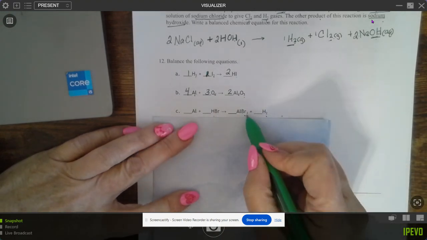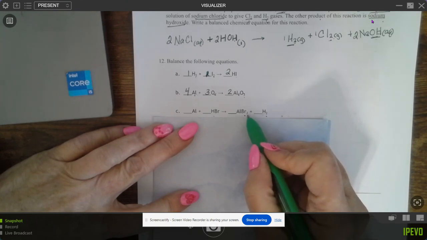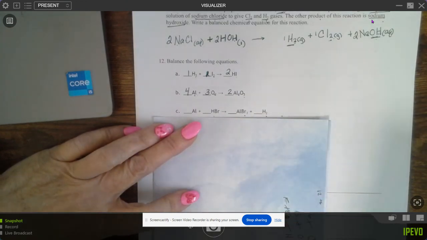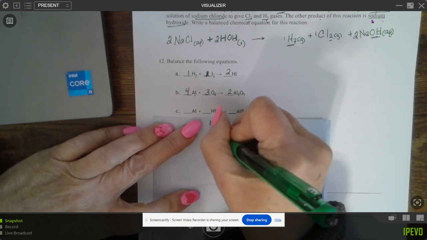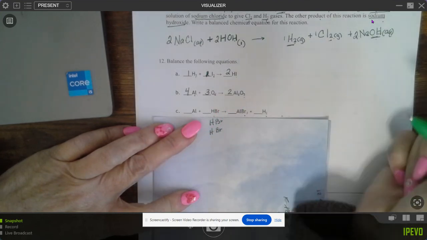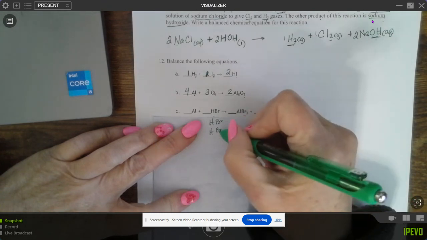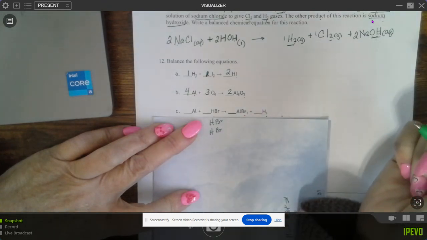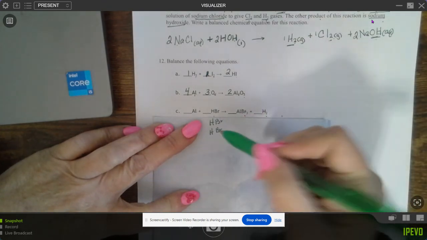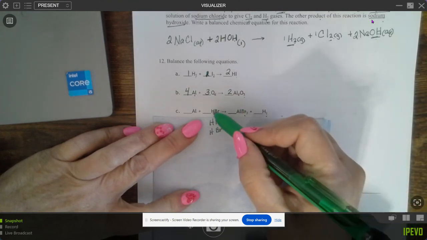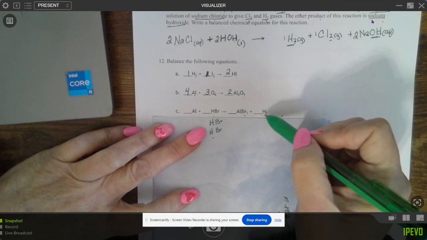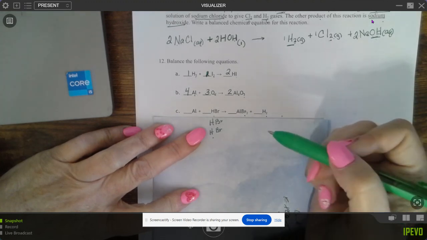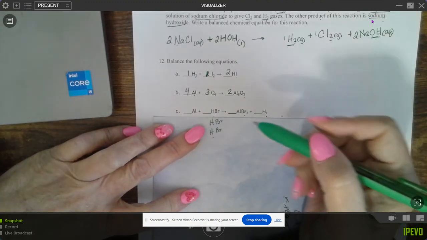If I look right off the bat, I have 3 bromine here. I only have 1 over here. So I'm going to add 2 more HBr. Now I've got 3, I've got 3. If I look at this though, here's a problem. I have 3 hydrogen here, I only have 2 hydrogen here. So we've got to use the least common multiple. We've got to work up to 6 hydrogen.